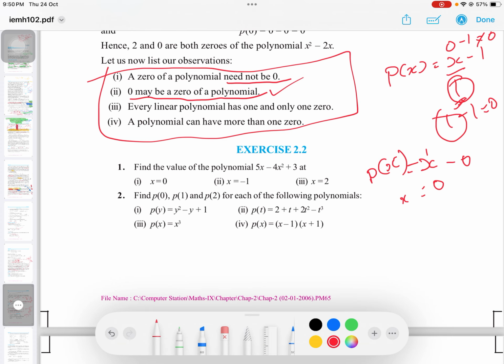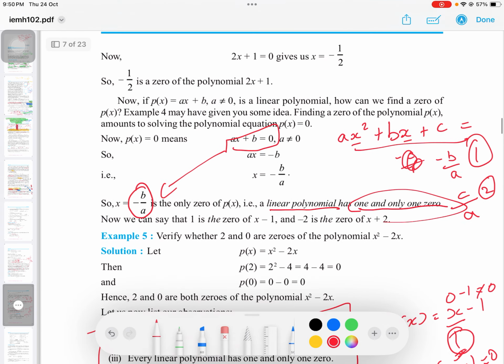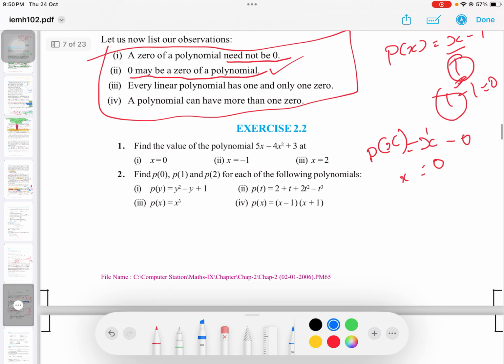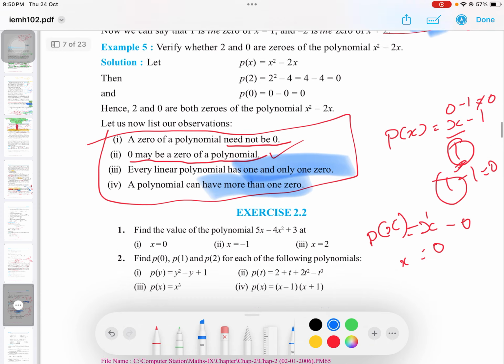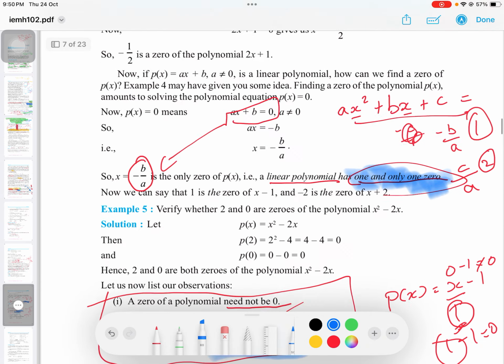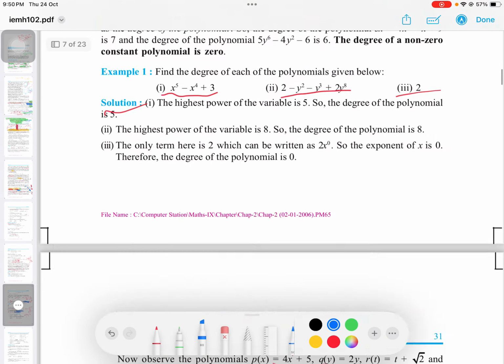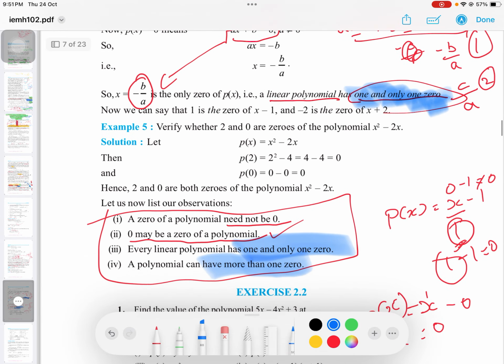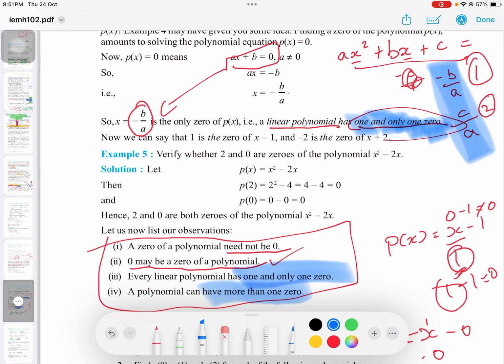So this is also another observation. And as we saw here, it has only 1 zero. A polynomial can have more than 1 zero, okay? This observation, if you are brilliant, you would have noticed it. Well, that's okay. Okay, this you have 2 zeros. This thing you should, without going to 10th, be able to identify.